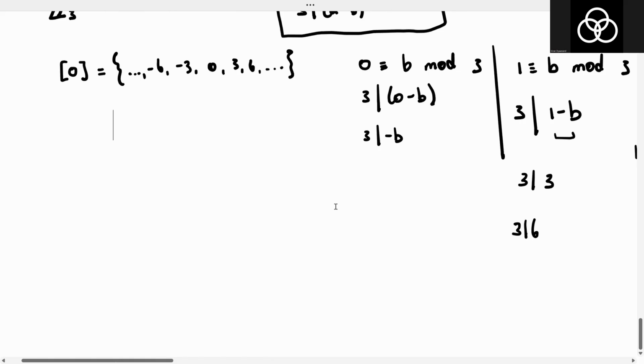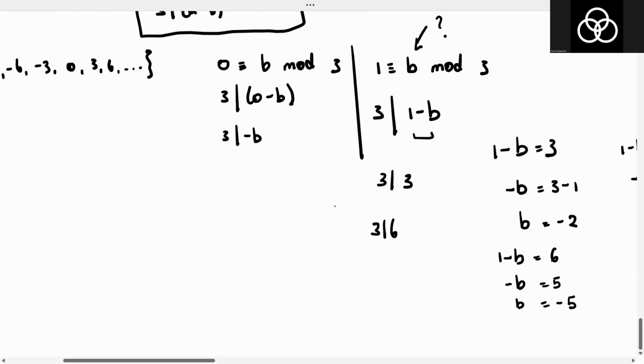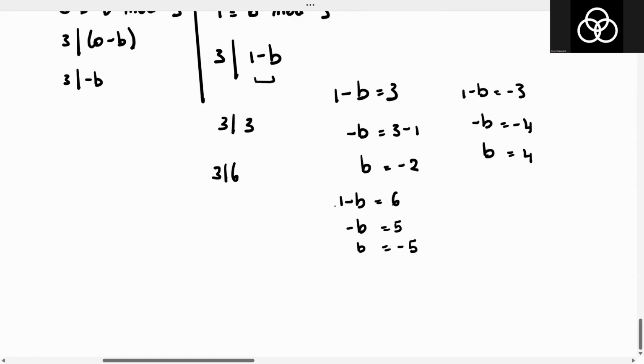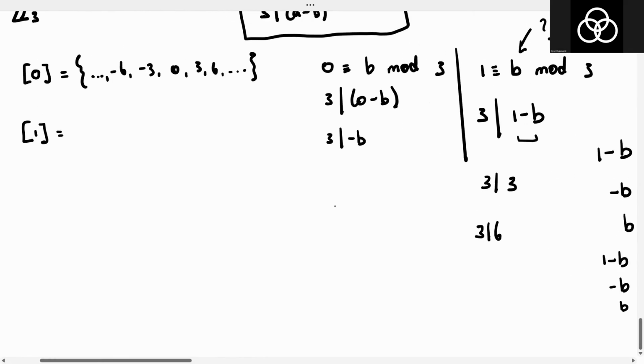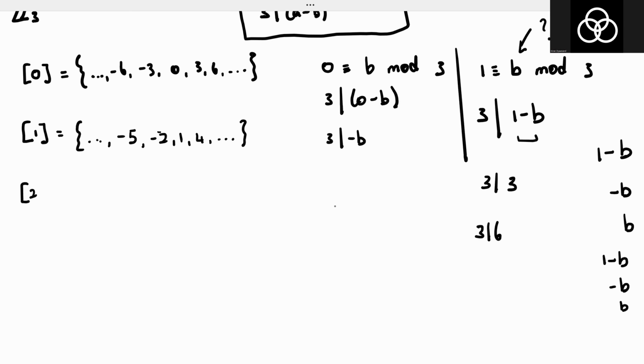So we have our equivalence class of 1 now, and that is going to be all of these members here. And of course, we could extend infinitely on both sides, but basically we had minus 5, minus 2, 1, 4, and so on. The difference between each one of these goes up by 3: minus 5 plus 3, minus 2 plus 3, 1 plus 3, and so forth. And we could do the same thing to find the equivalence class of 2.